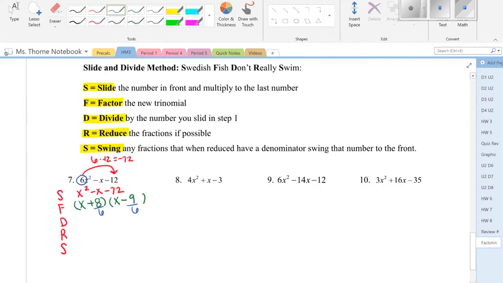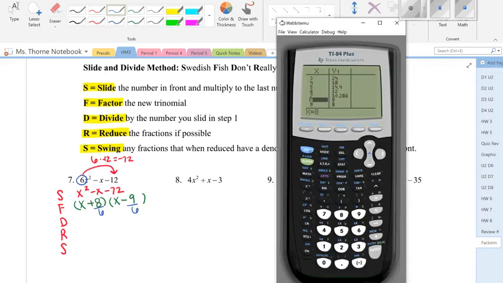R stands for reduce. So now we want to reduce the fractions. If you don't know how to reduce the fractions in your head, use your calculator. 8 divided by 6, I can hit the math fraction key, and that gives me 4/3. 9 divided by 6, if I hit the math fraction key, that gives me 3/2. So I know that this becomes x plus 4/3 and x minus 3/2.